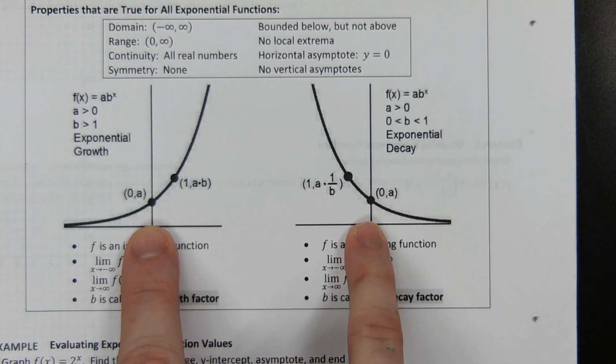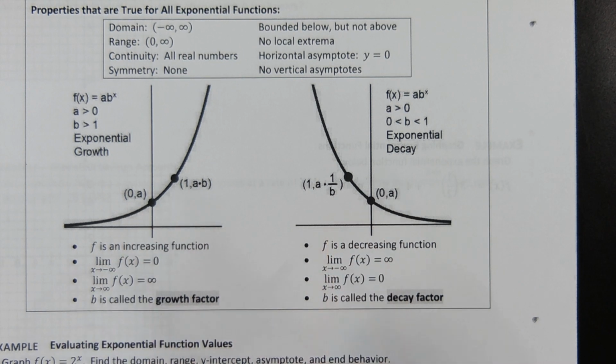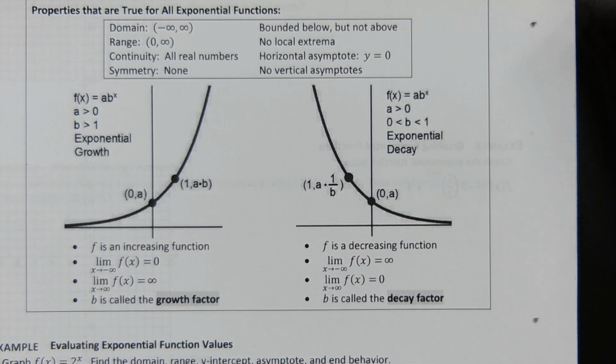If you make a negative, these things would flip upside down. They're not parent functions anymore because we've transformed them. But if they flip upside down, now they'd be bounded above. All of the parents are bounded below. There are no local minimums. There are no local maximums.